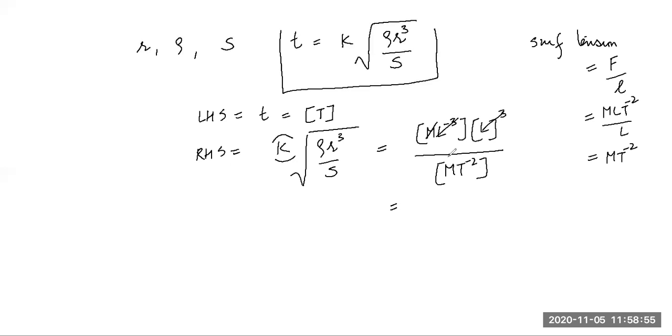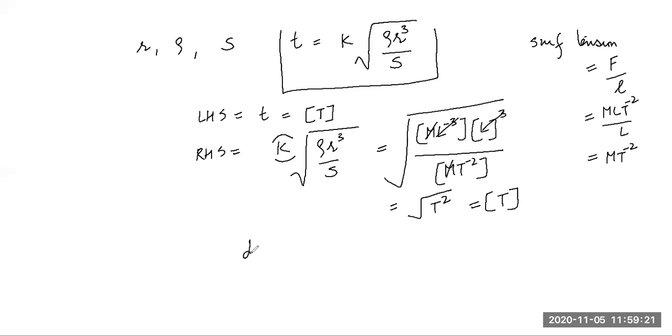Now M will cancel with M also. Am I right? Oh, sorry, this is under root over all this. So it will be T, it's T minus 2 in the denominator. Okay? So if it is T minus 2, this is T square and under root, so that is T. So you see the right hand side is T, and the left hand side is also T.